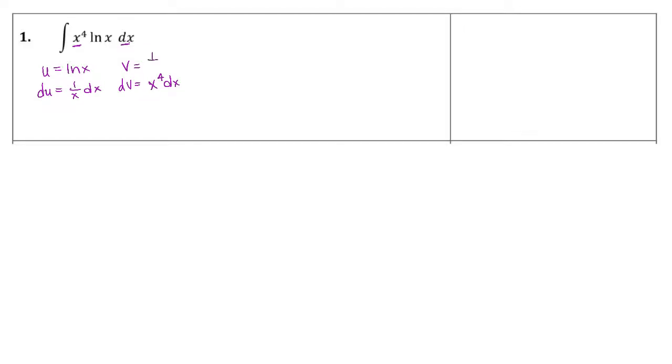And integrating that would give us 1/5 x to the 5th. Now we're ready to plug in our formula. So we have u times v. So we're going to have the natural log of x times 1/5 x to the 5th minus the integral of v, so 1/5 x to the 5th du, which is 1 over x dx.